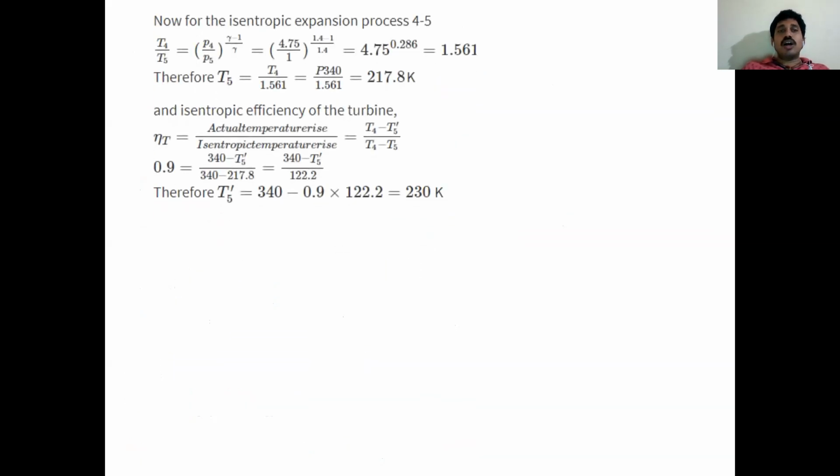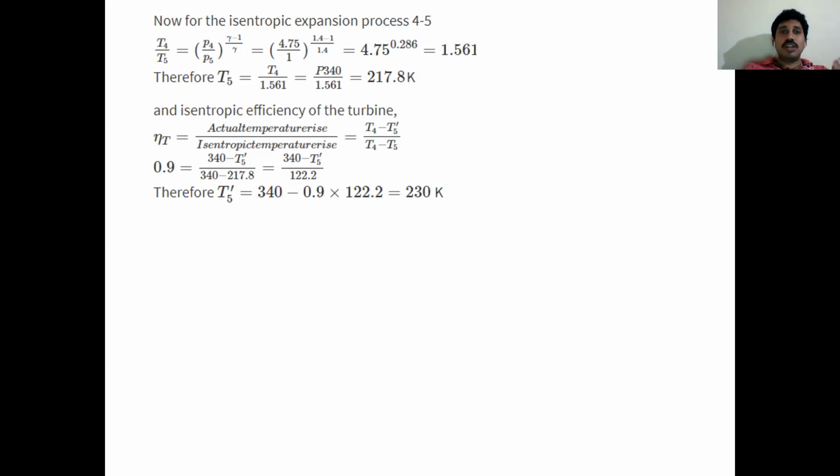Similarly, we go with isentropic process 4-5. The relation between temperatures and pressures is T4 by T5 equal to P4 by P5 power (gamma minus 1) by gamma. From which the only unknown value is T5, T4 is given. P4, P5 values we know. P4 means P3. P5 is the cabin pressure, which is given. So T5 is 217.8 Kelvin from this equation. That is the ideal temperature at the exit of the expander. But ideal temperature is not required for this problem. This problem needs actual temperature.